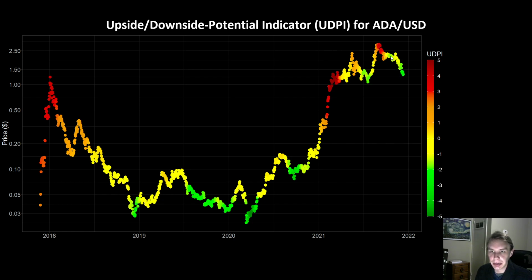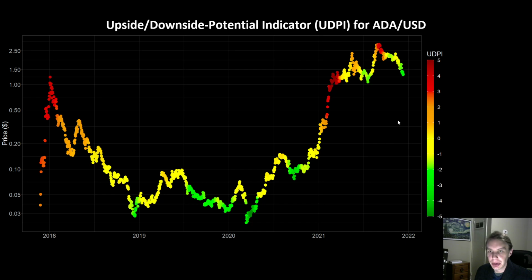Interestingly, it dipped a little bit into the green, but then the model updated itself. It got a little bit more hesitant about ADA, and sure enough, we ended up having this fall down here. What I want to talk about now is what ADA might need to catalyze this move to the upside.